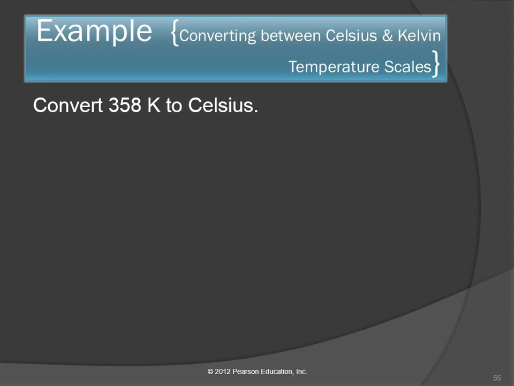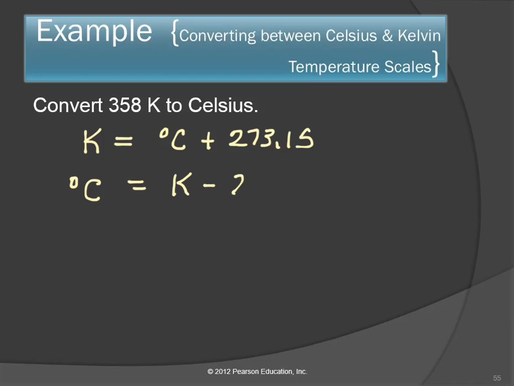So let's do some examples. Let's convert 358 Kelvin to Celsius. So we need an equation to do this. The equation for Celsius and Kelvin is that the Kelvin scale equals the temperature in Celsius plus 273.15. So here we're given the Kelvin temperature and we need to find the Celsius. So we can rearrange this equation and say that the degrees Celsius is going to equal Kelvin minus 273.15. So the temperature in Celsius is going to equal 358 minus 273.15.